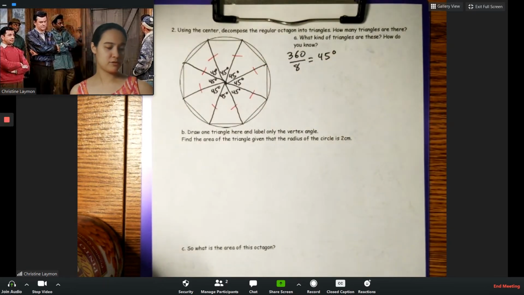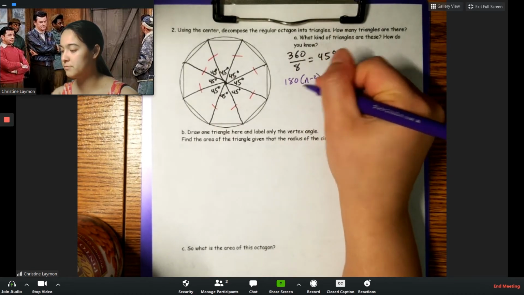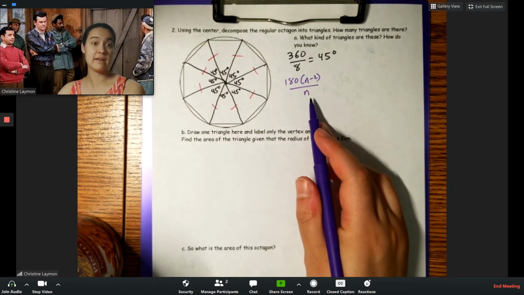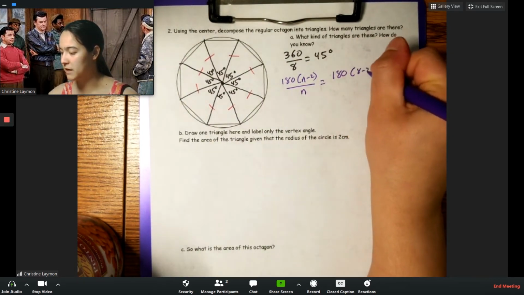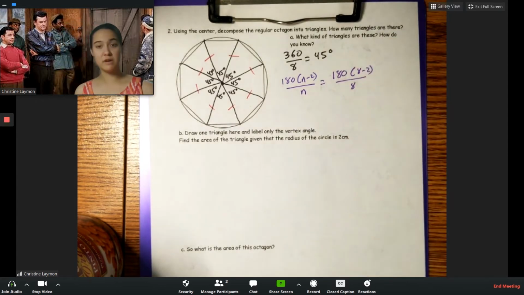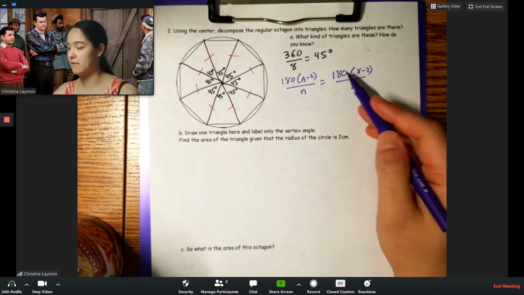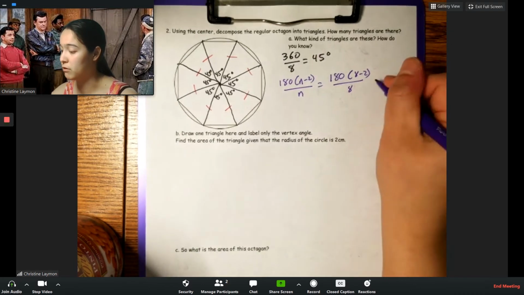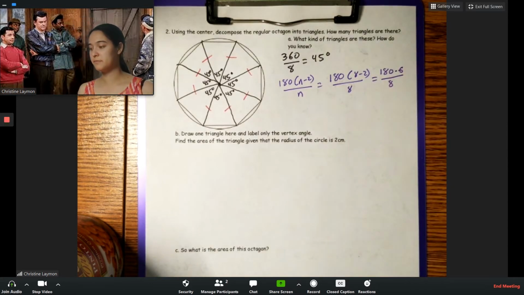So remember what we can do is 180 times n minus 2 over n. This time n is 8 because I have 8 sides. So 180 times 8 minus 2 over 8. Okay. So 8 minus 2 is 6. And I have 180 and 8. There's a variety of ways you can break it down. I'm just going to go ahead and rewrite it as simplified. 180 times 6 over 8.